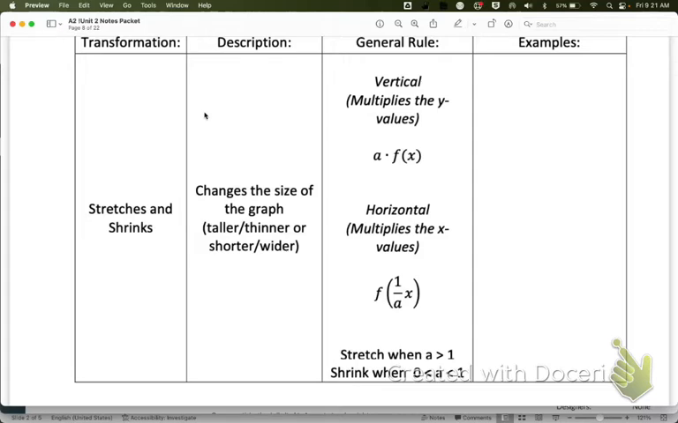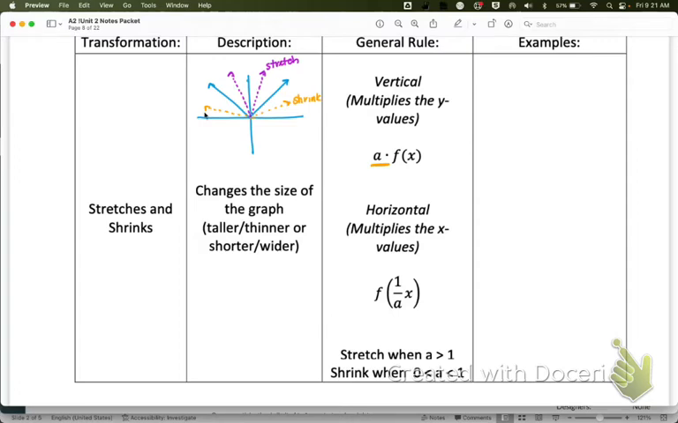Now, if I have my parent function, let's think about this graphically a little bit here. Let's think about the absolute value function. So here is the parent function of absolute value. A vertical stretch is going to pull all my y values up, and it's going to make it narrower, like that, taller and narrower. A vertical shrink is going to press my y values down, and so that's going to make it wider.